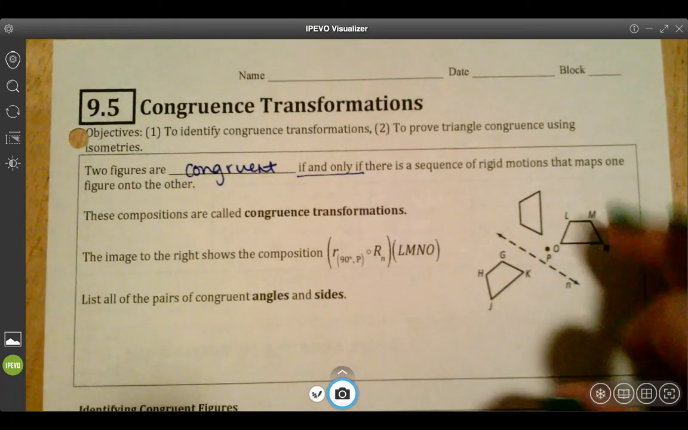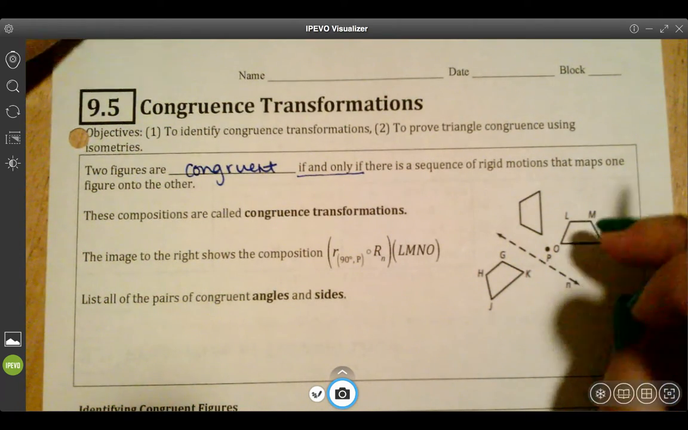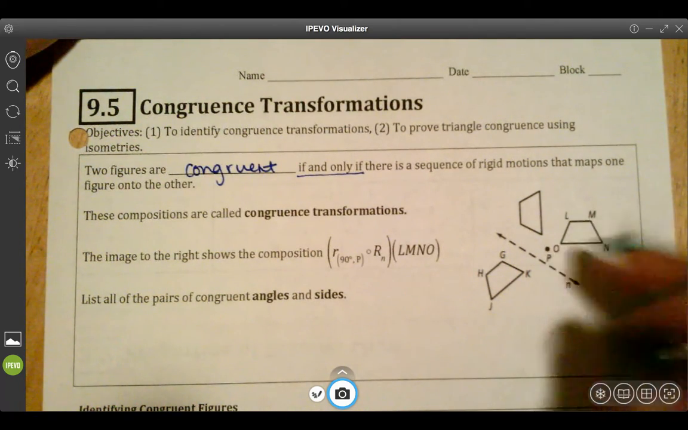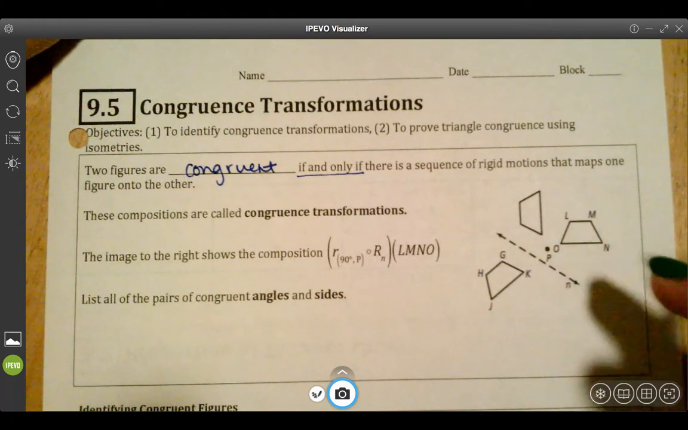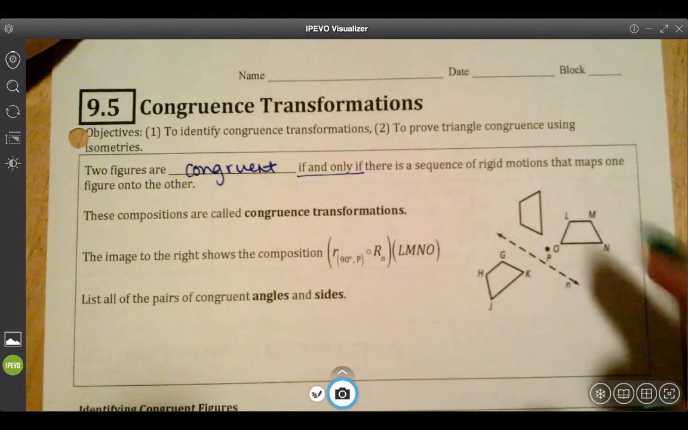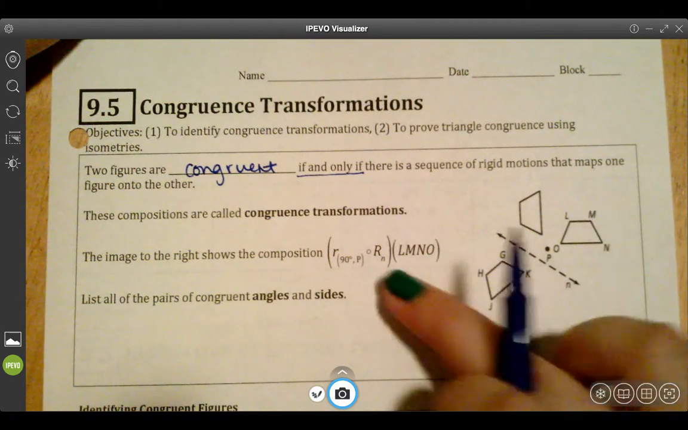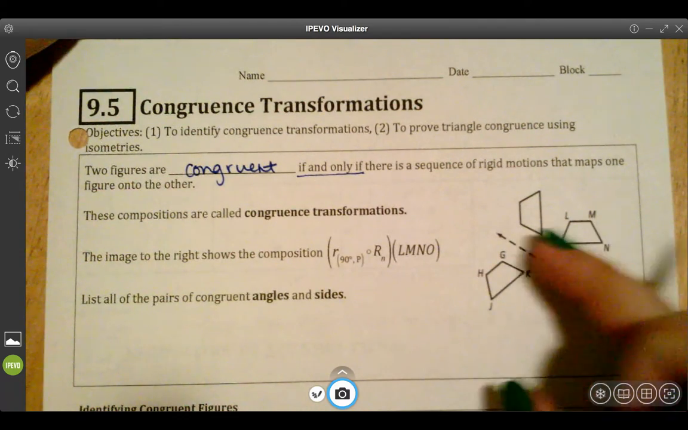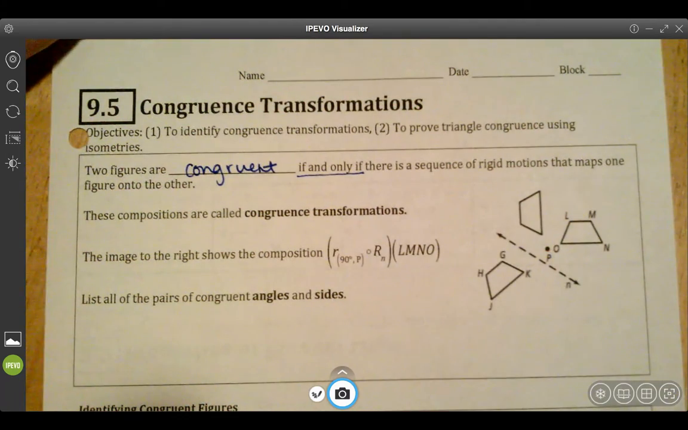The image on the right shows that the composition of our parallelogram, or quadrilateral rather here, L, M, and O, can be reflected and rotated.